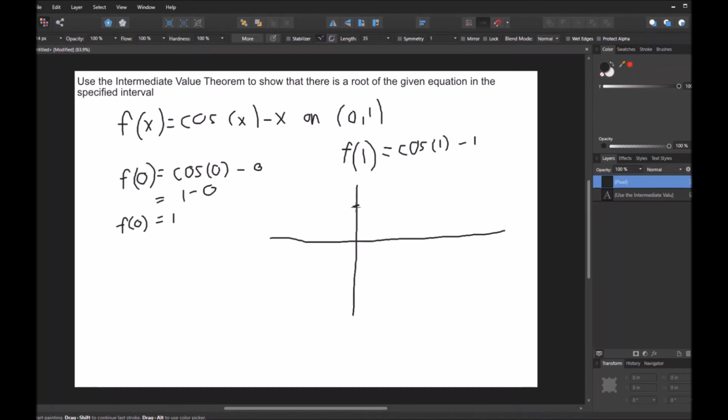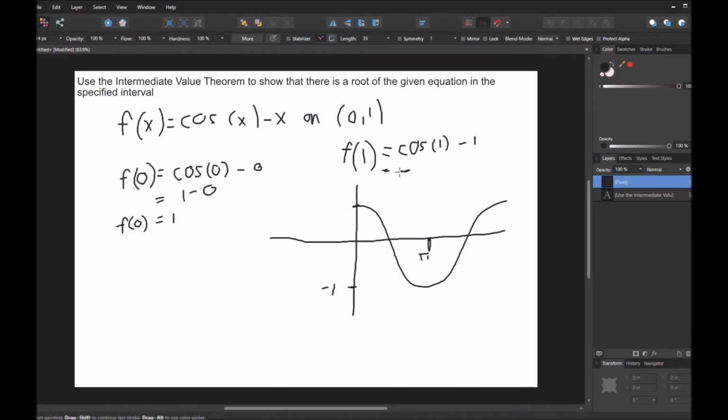So cosine of x starts at positive 1, and at pi, which we'll denote as being right here, it reaches negative 1. So it goes like this, reaches negative 1 at pi, and goes up like that. Now pi is 3.14, and then a bunch of numbers after that. We can see though that it looks like cosine of 1 would be less than 1. That it would be something less than 1 minus 1, which would give us a negative answer.